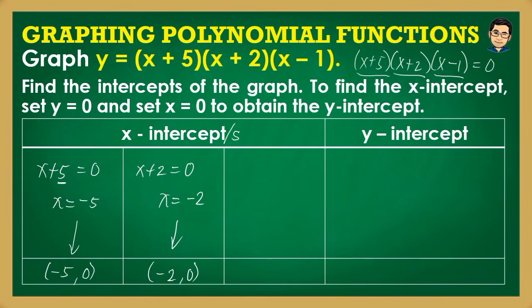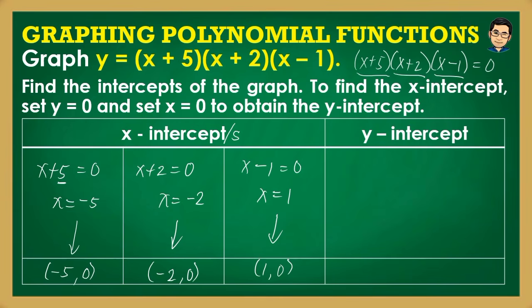Ayan. Next naman, x minus 1 is equal to 0. Magiging x equals 1. It's because nag-add tayo ng 1 to both sides. So, magiging 1, 0. So, yung mga x-intercepts ng ating given function, negative 5, 0, negative 2, 0, and 1, 0. Next, para naman kunin yung y-intercept, we set x to 0.